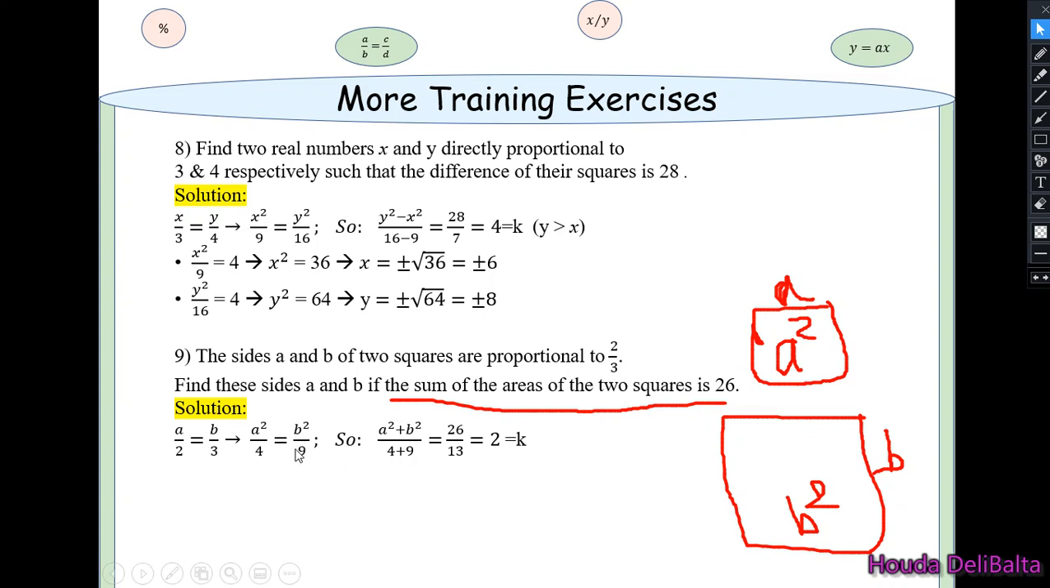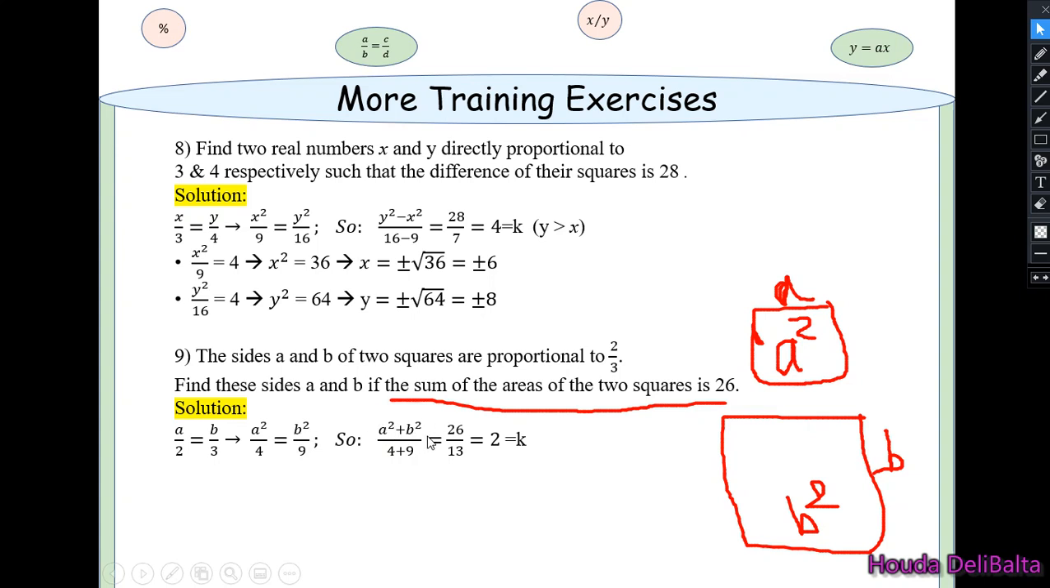Now I can add also a squared plus b squared and 4 plus 9. Regardless of the greater one, because I am adding, but with the difference I need to put the larger minus the smaller. Here I don't care because I am adding, so never mind which one is before the other, the smaller or the larger. So a squared plus b squared because it is the sum. The sum means plus.